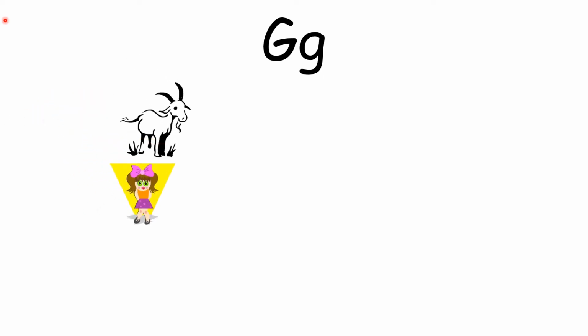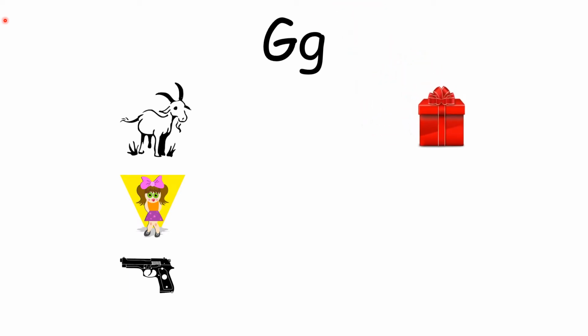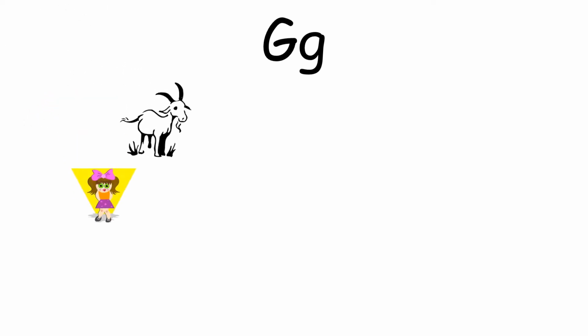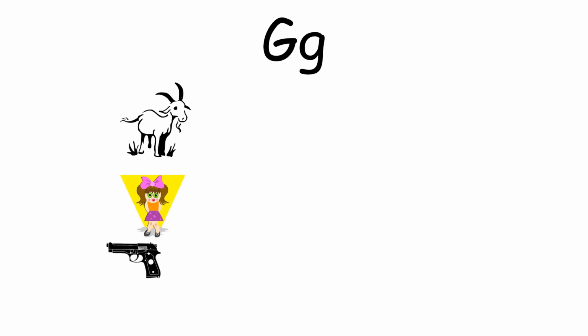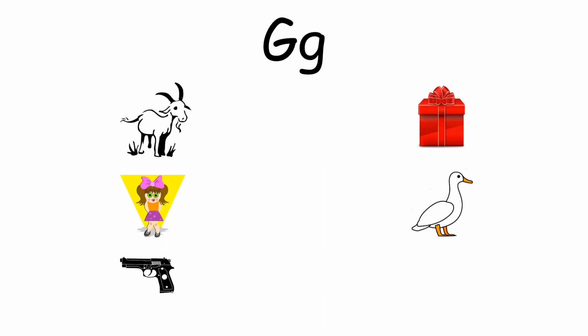Okay, so let's read the pictures with the beginning sound g. Ready? Read with me. G, goat. G, girl. G, gun. G, gift. G, goose. G, gold. Okay, it's your turn. Ready? Begin. Very good. Good job.